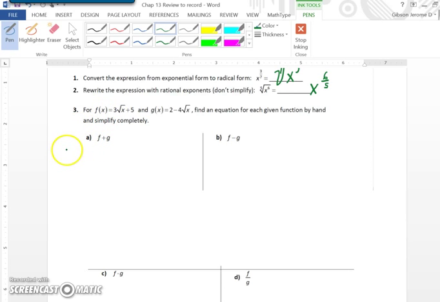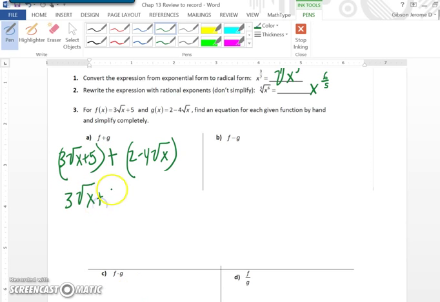So we do the f of x, which is 3 square root of x plus 5. We could put that in a parenthesis. Plus the g of x, which is 2 minus 4 times the square root of x. Now, since there's no exponents and anything multiplying to this parenthesis, we would drop the parenthesis here and bring down everything inside the parenthesis. And since this is a plus in front of the parenthesis, we'll bring everything down and its signs.